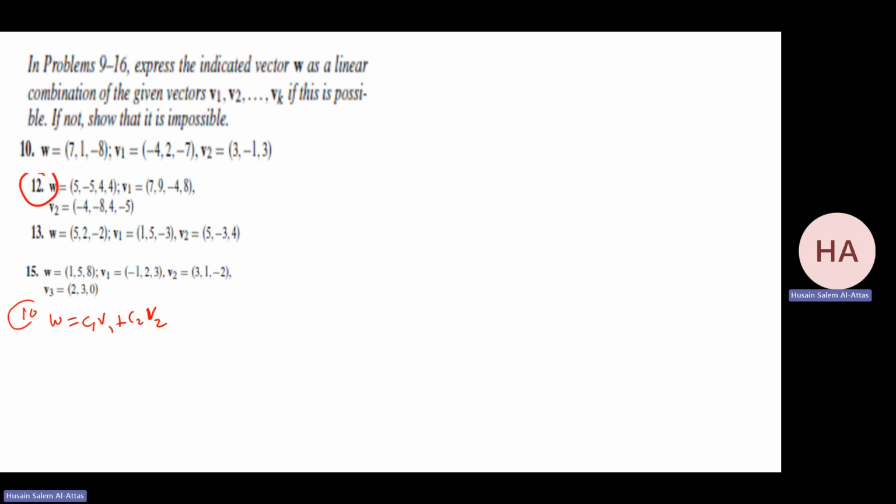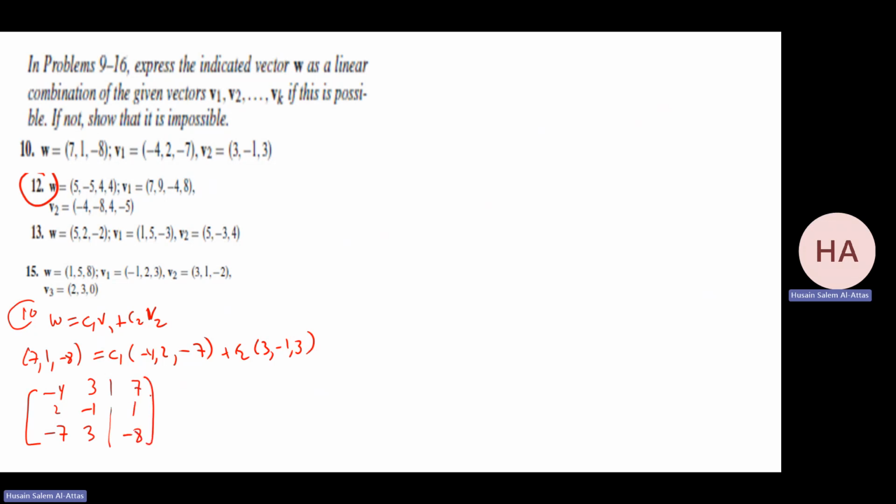That means what? Then we have this equation, which is (7, 1, -8) equals C1 (-4, 2, -7) plus C2 (3, -1, 3). Solve by Gauss elimination: the matrix with columns (-4, 2, -7) and (3, -1, 3), and this would be the right hand side. Can you solve this equation?